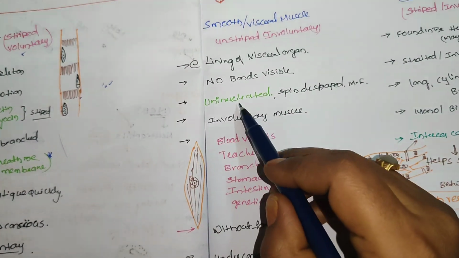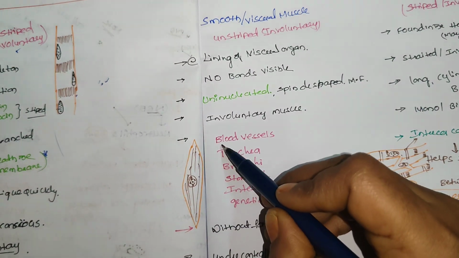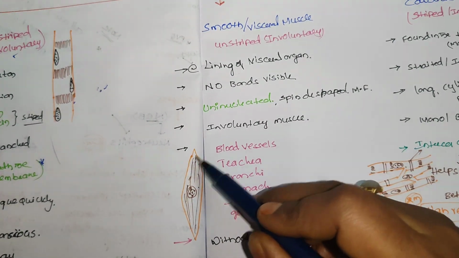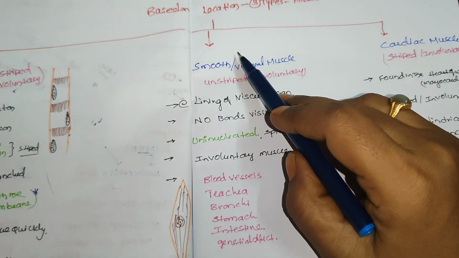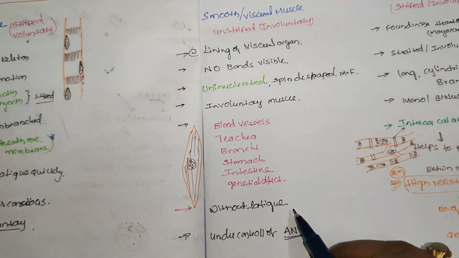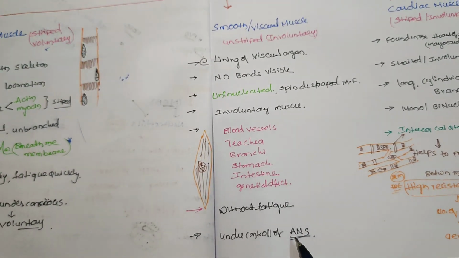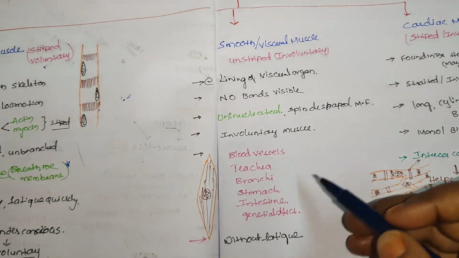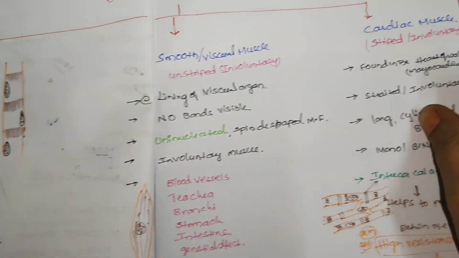These are the locations of smooth muscle. Here it is uninucleated; only a single nucleus is present. There are no stripes and no bands. The smooth muscle does not fatigue, meaning there is no tightness in that muscle. And it is under the control of the autonomic nervous system, meaning not in our control or conscious. That is why it is called involuntary muscle.